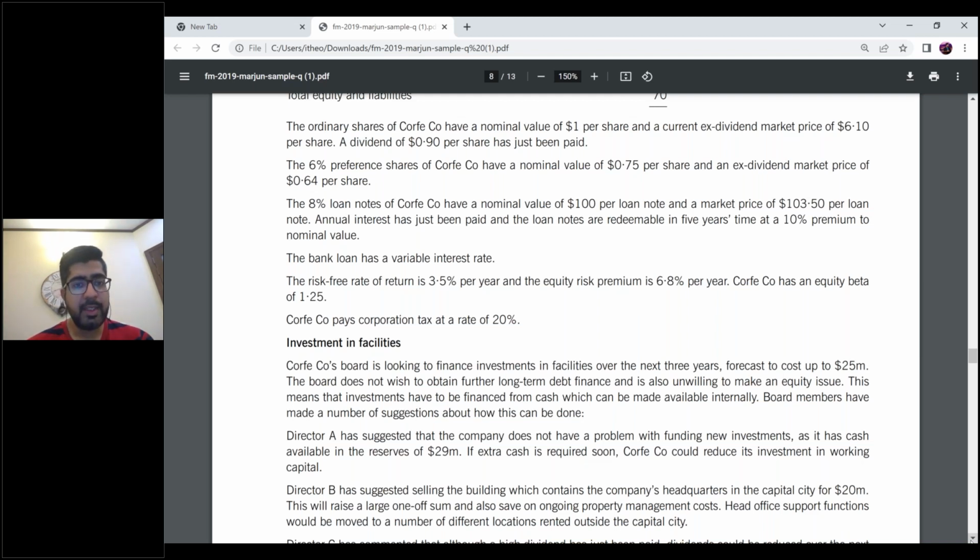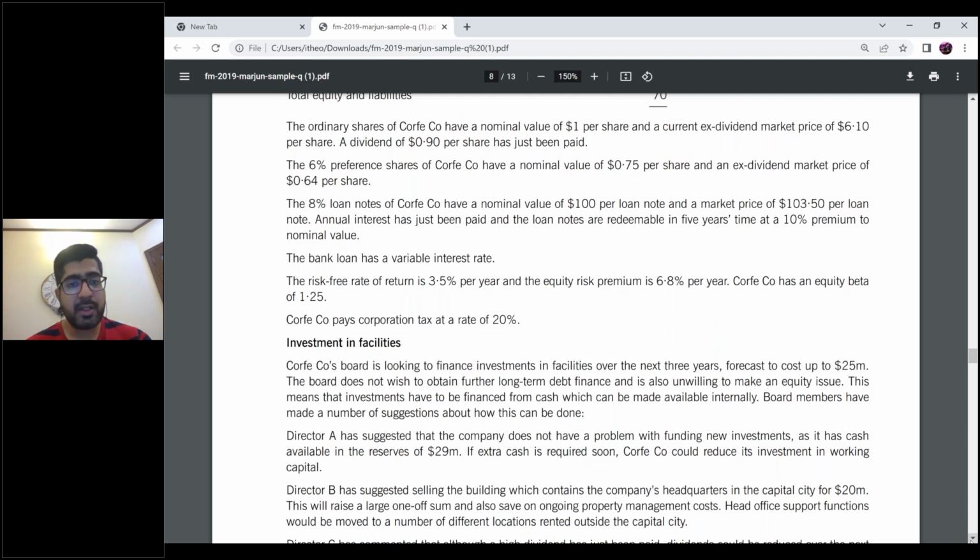The 6% preference shares of Corfe Company have a nominal value of 0.75 per share and a market price of 0.64 per share. Don't mix these two statements. In the above paragraph, the ordinary shares have a par value of 1 and a market price of 6.1, and a dividend of 0.9 has just been paid. Now the preference shares have a nominal value of 0.75 and a market price of 0.64.